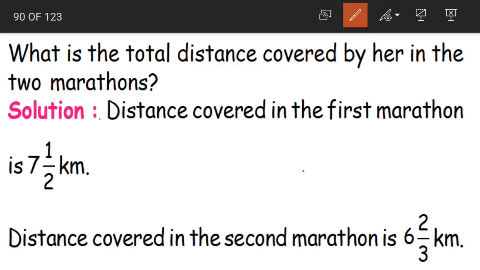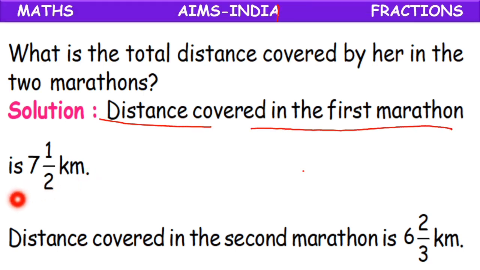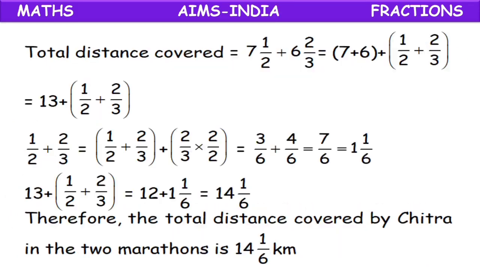What did they give first? Distance covered in the first marathon is 7 1/2 kilometers. Distance covered in the second marathon is 6 2/3 kilometers. Then we will come to the solving part.